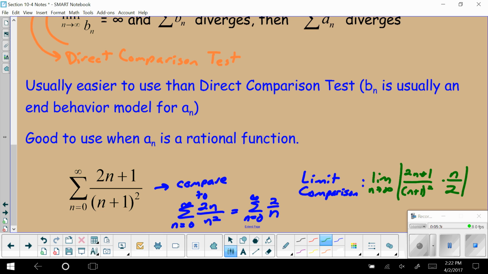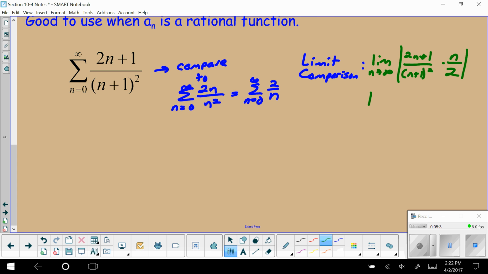and evaluating this limit, that would be the limit as n goes to infinity. I would have infinity over infinity, so I could deal with end behavior models of this, or I could be doing L'Hopital's rule. I'm going to be using end behavior models. So on top, 2n squared takes over, and on the bottom, I would have 2n squared also. So this is 1. And what this tells me is that these two series behave the exact same way. So if this series converges, my original series converges. If this series diverges, my original series diverges.